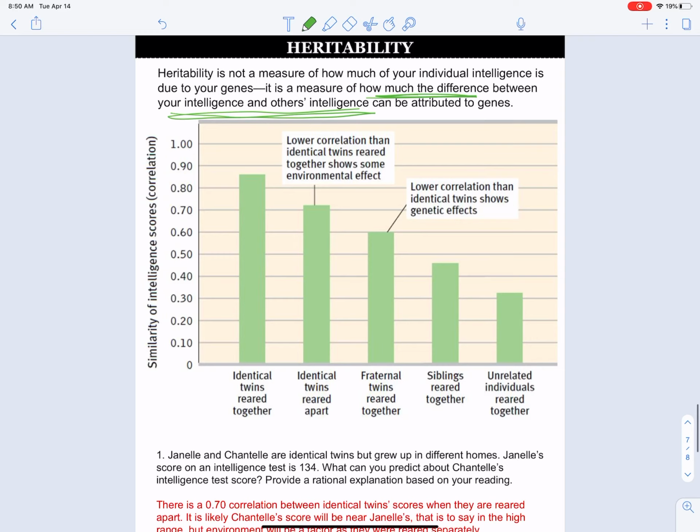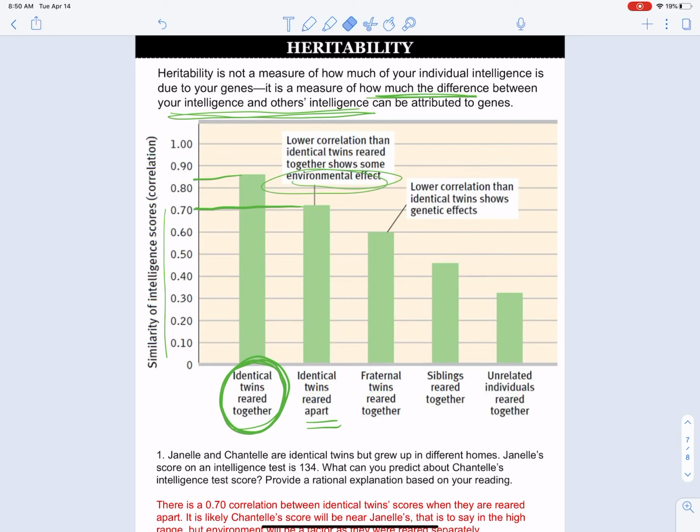Okay, so if we look at IQ and intelligence scores, the identical twins that are reared together have very similar genes and very similar environments. So you can see a very high correlation between their test scores within their group. Now, if you just slightly change that setup by putting them into a different environment and having them raised apart, you can see that the correlation decreases slightly. It's still very high, but since there is a change, it does show that there is some environmental effect on intelligence scores.